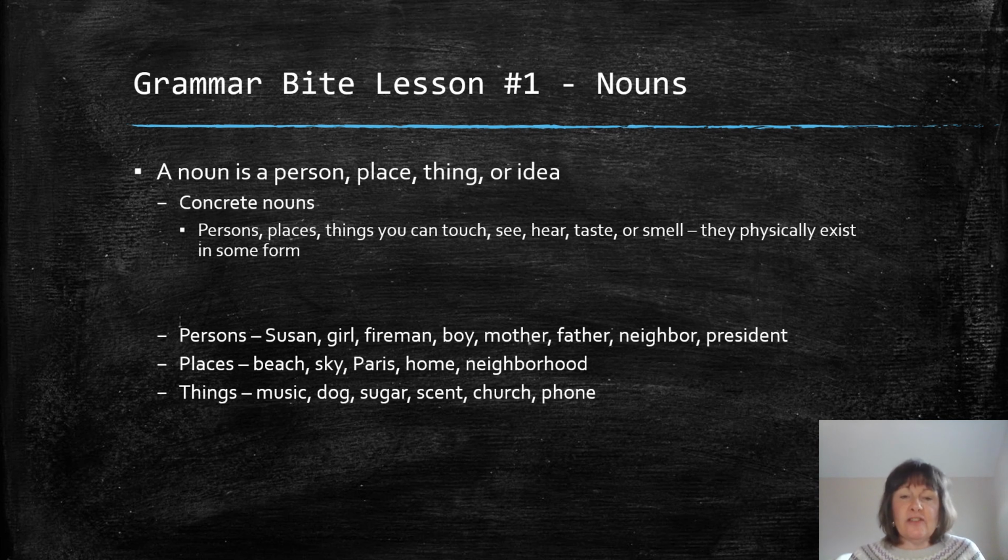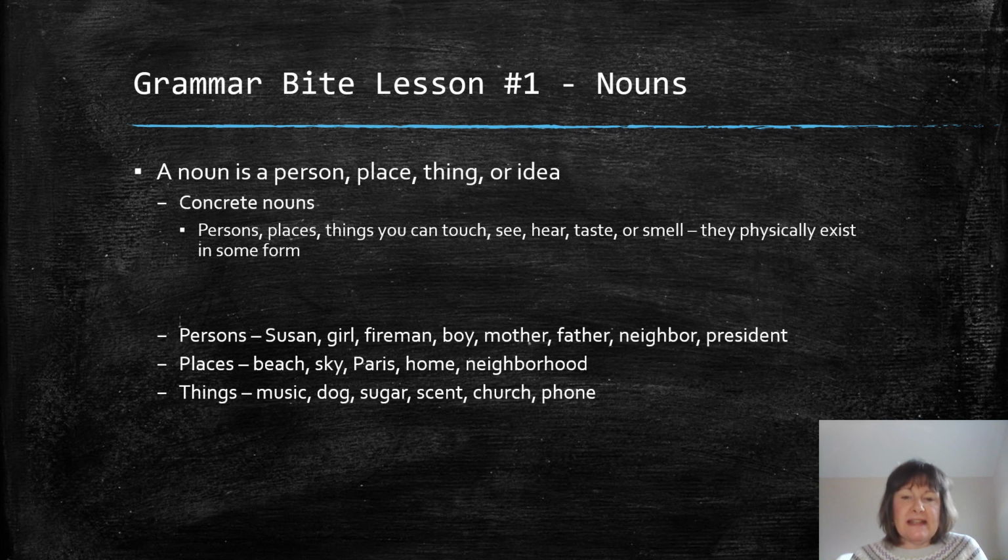As I said, a concrete noun is a person, place, or thing that you can touch, see, hear, taste, or smell, and it physically exists in some form. We can use one or even all of our senses in order to know that it exists. A person is a concrete noun, and that could be a person named Susan. That is a specific person who goes by the name of Susan. We can touch her or see her. A girl, a fireman, a boy, mother, father, neighbor, a president of something.